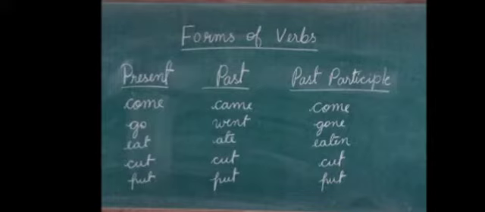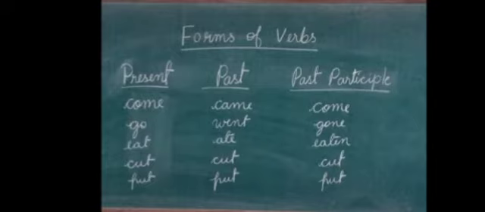So there are many action words like come, came, come, go, went, gone. And students, remember this, that there are some action words which remain the same in all three forms, like cut, cut, cut, hit, hit, hit, put, put, put. So there are many verbs. I can't tell you right now all the verbs, but when you go through the grammar books, you will find many forms of verb.